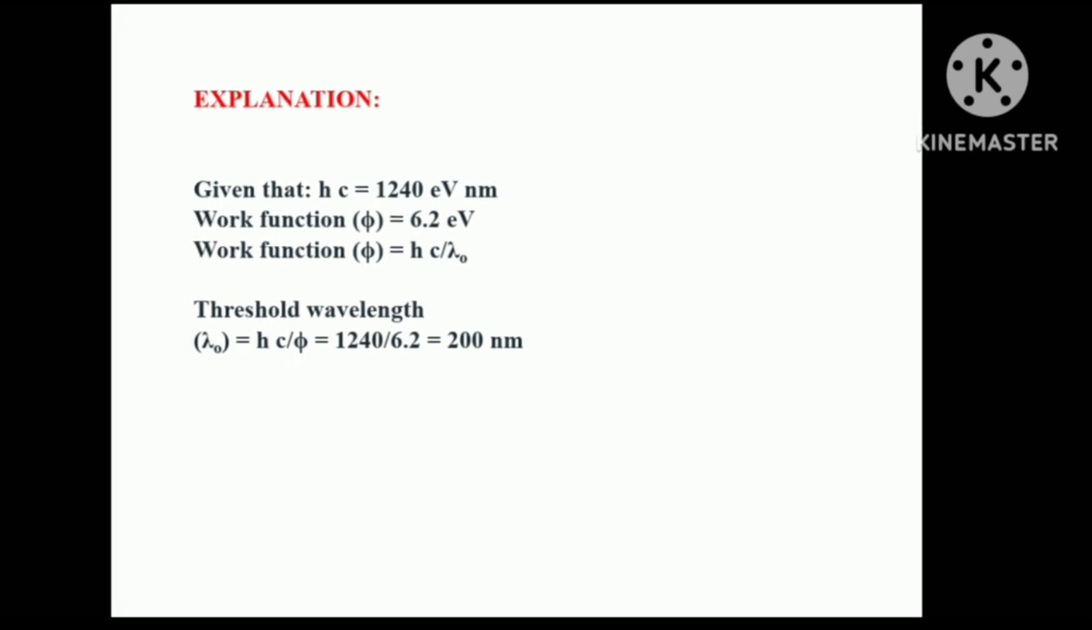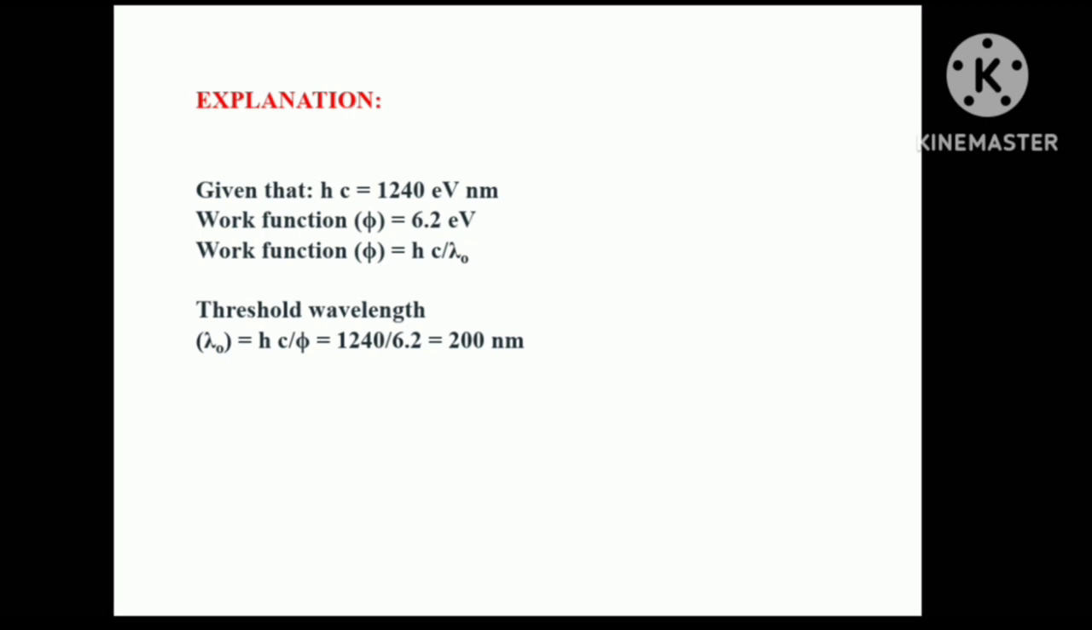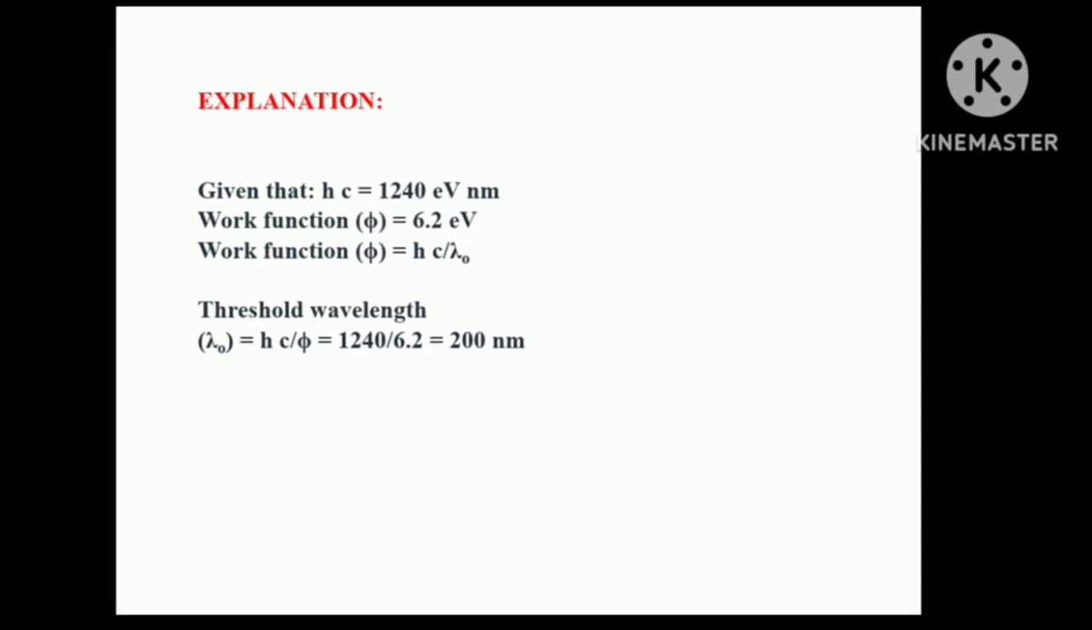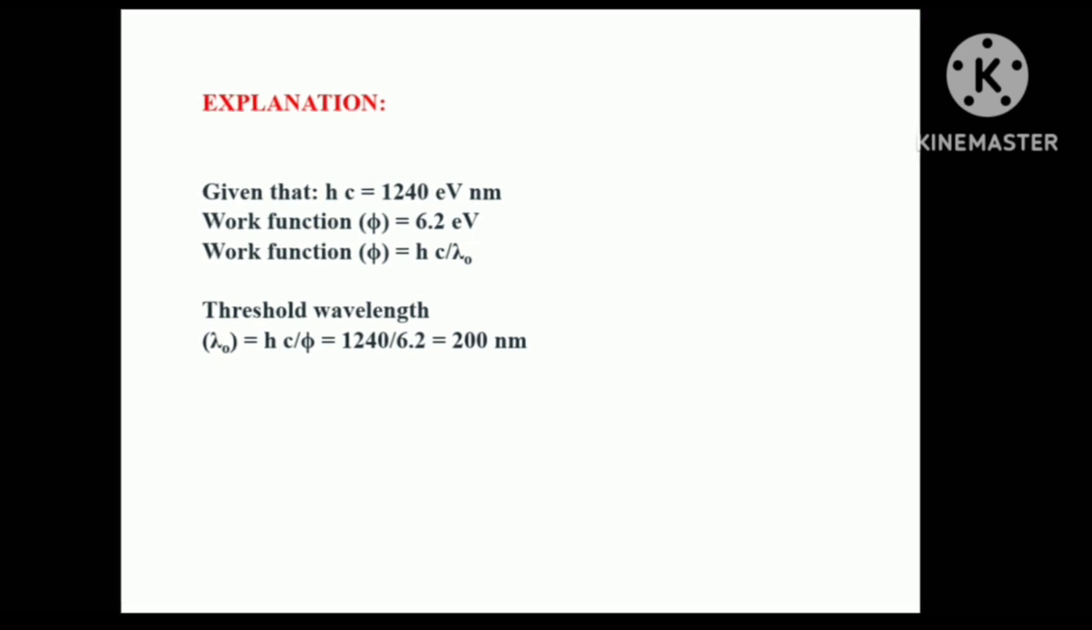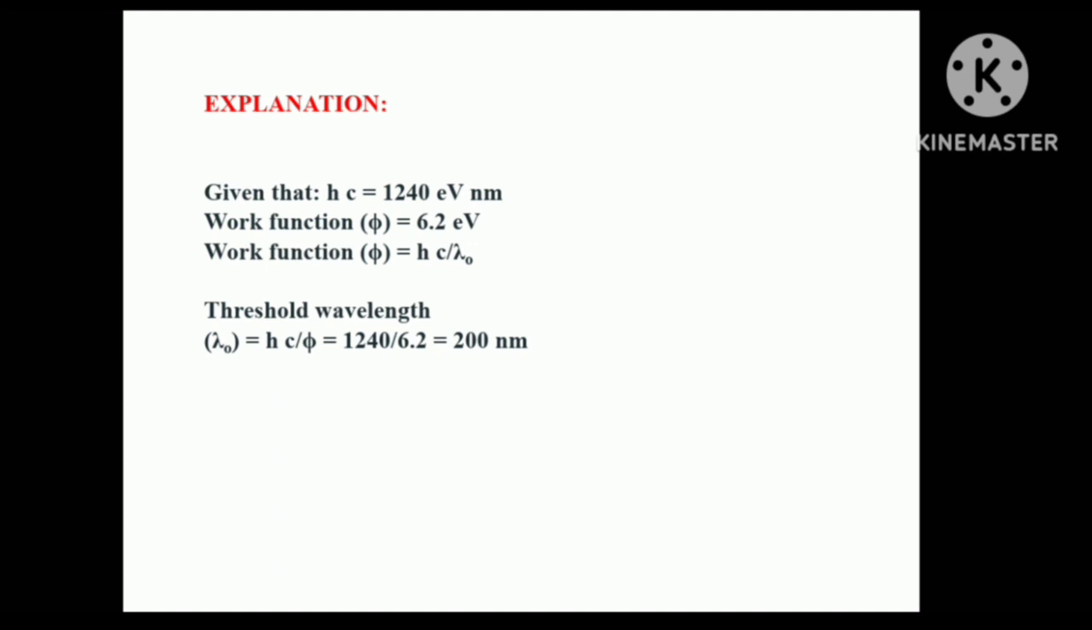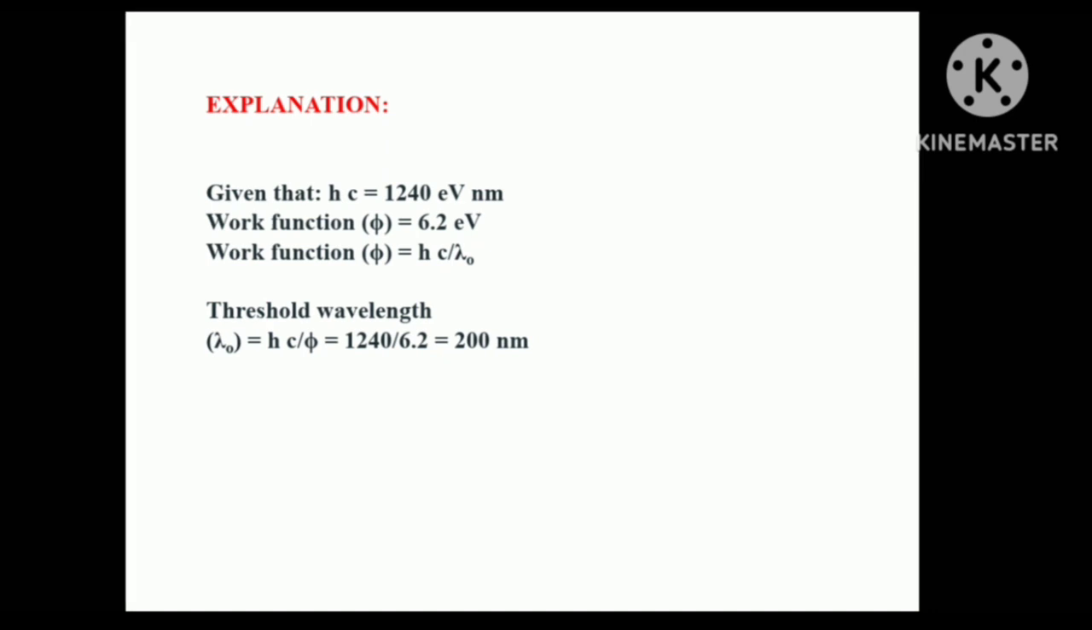hc value is given in the problem. It is 1240 electron volt nanometer. Work function is also given. It is 6.2 electron volt. Work function is equal to hc upon lambda naught. From this expression, we can write threshold wavelength lambda naught is equal to hc upon work function. When we substitute the values in this expression, we obtain 200 nanometer. Hence, the correct answer is option C, 200 nanometer.